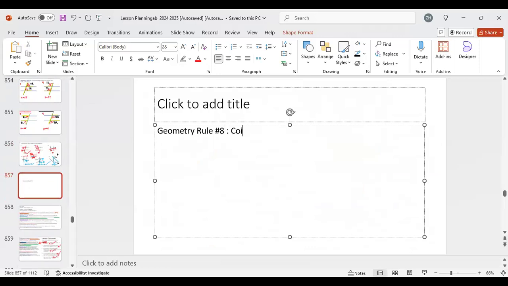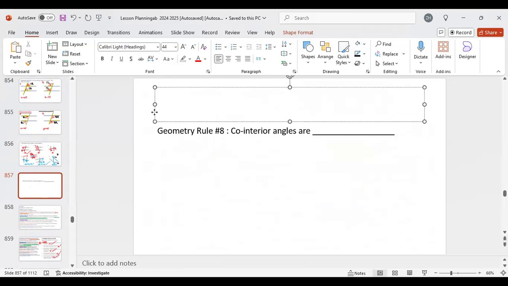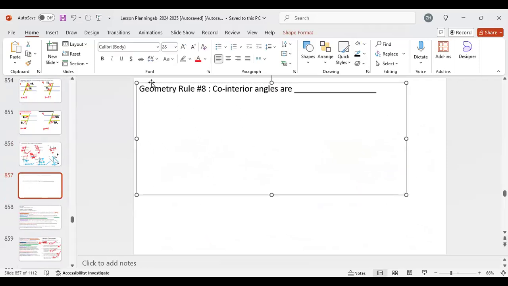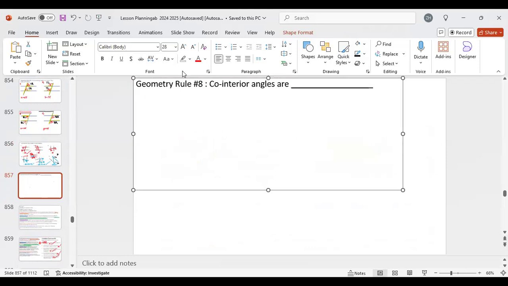Co-interior angles. I can let you all guess this one. Co-interior angles are blank. Put your answers inside the chat. What do you think it is? Put it inside the chat for me, please. All right. I see an equal.